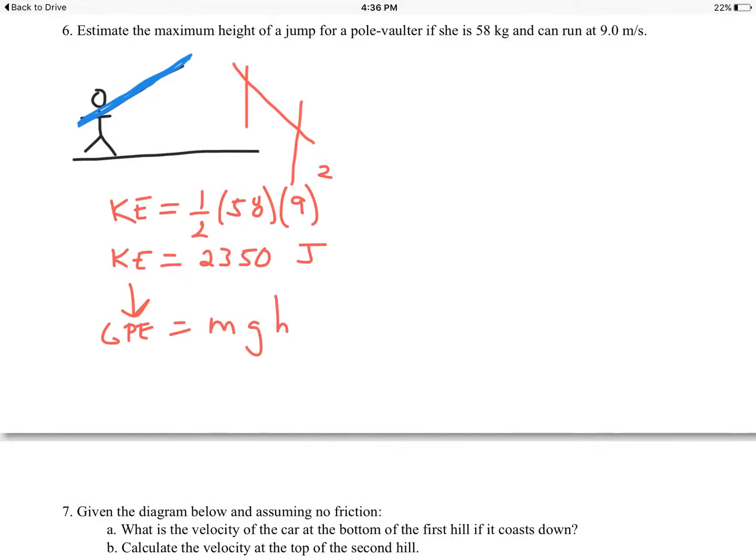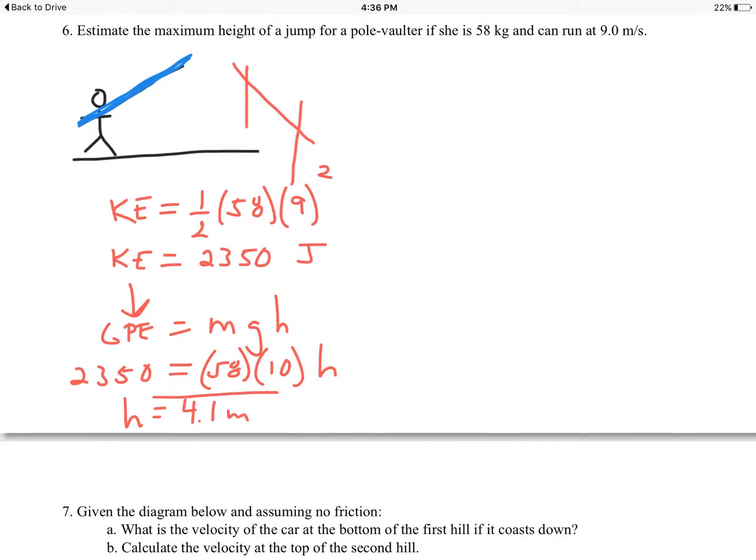Well, so we just plug in the 2,350 as the GPE that they're going to gain as they lose the kinetic energy, equals the mass, which is 58, times 10 for the acceleration due to gravity, times the height gain. And it turns out here that that comes out to be 4.1 meters.